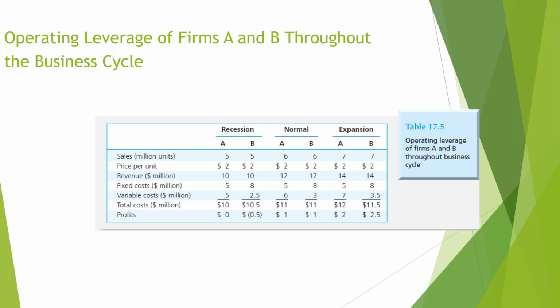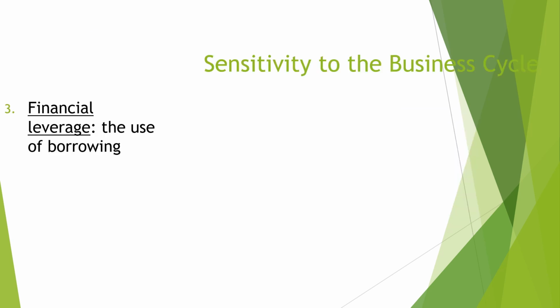Okay. Another one, we look at the operating firm A and firm B. So this is the analysis on whether they can sustain or not sustain. So based on this, go up. And third one, financial leverage. They use the borrowing.